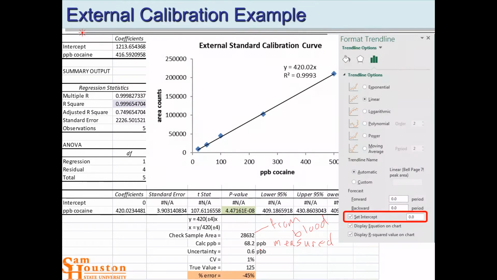And our uncertainty calculated from our calibration. So doing the uncertainty analysis, the propagation of error, it comes in at 0.6 parts per billion. So we're pretty sure about that number, right? How much is there? 68 parts per billion. How sure are you? Plus or minus 0.6, if I just use plus or minus the standard deviation. And so I'm pretty sure, but I'm wrong, right? The percent error, I'm 45% low. That's bad.